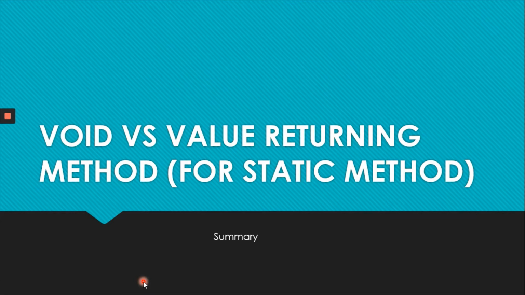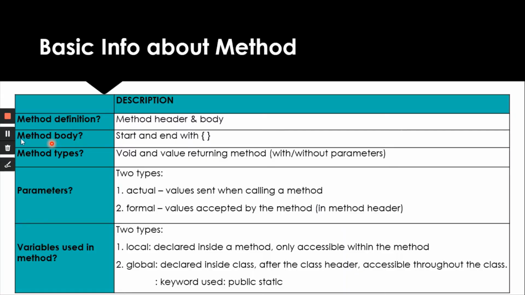So in this video, I would like to summarize what we have learned before about void and value returning methods, focusing on the static method only. So let's start with the basic info about method. First is about method definition. When we talk about method definition, it consists of a method header and also a body. So what is the method body? It starts with the curly braces and ends with the closed curly braces.